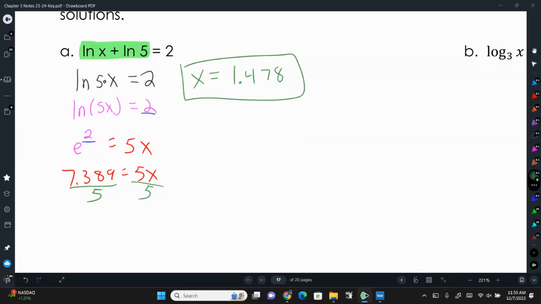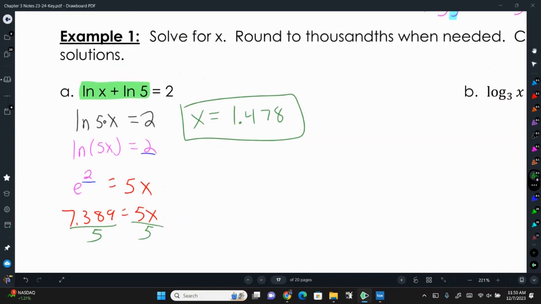Now, again, we want to make sure that we can have this be a value. So we have to look and see, can we take the log of this number? Well, if we just have the ln of x, that means x has to be greater than 0, because we can't have 0 or a negative number in there. And our value of 1.478 is greater than 0, so it's in the domain, meaning that is a solution.